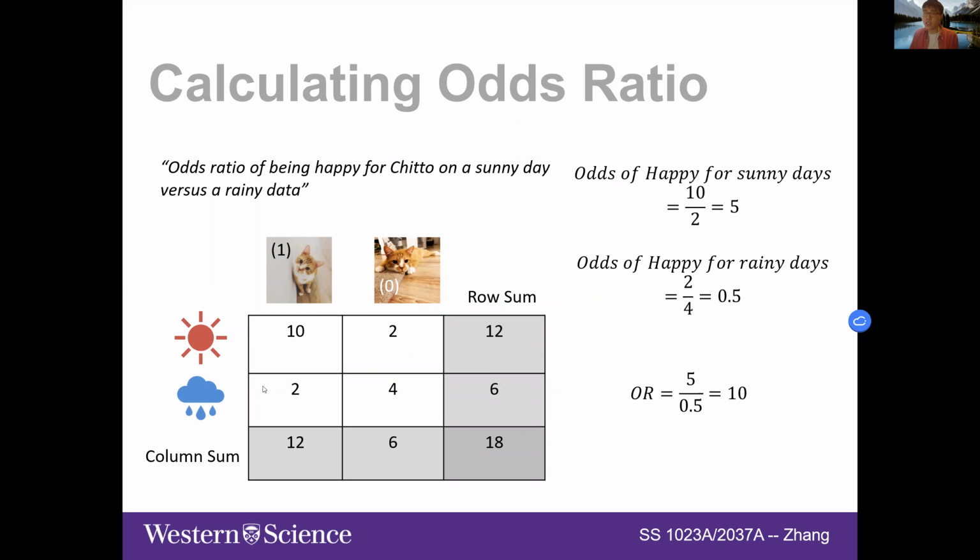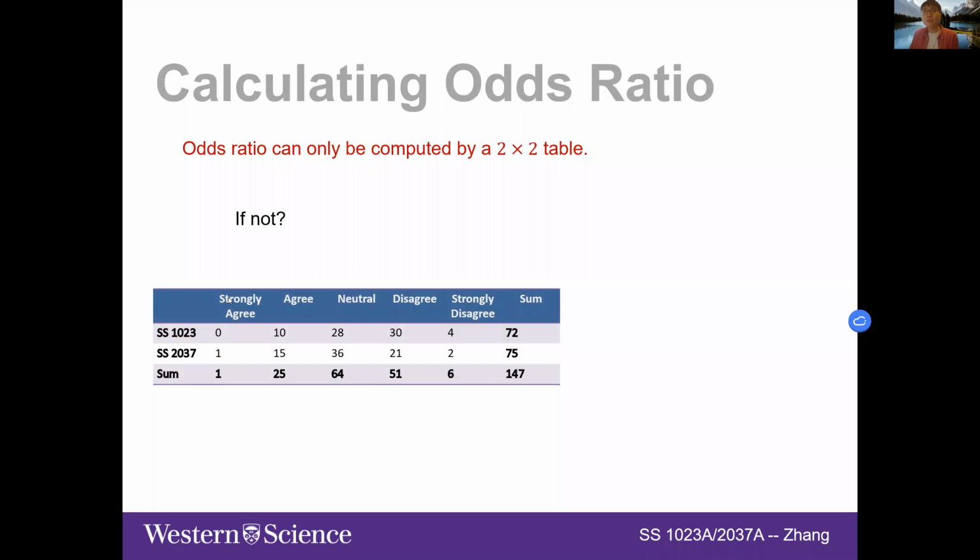like our Cheetos example. But for our students' feelings about the midterm 2 example, this is not so good because this is a 2 by 5 table. So we cannot directly calculate the odds ratio from this. If that is the case, we have to do something to calculate that.